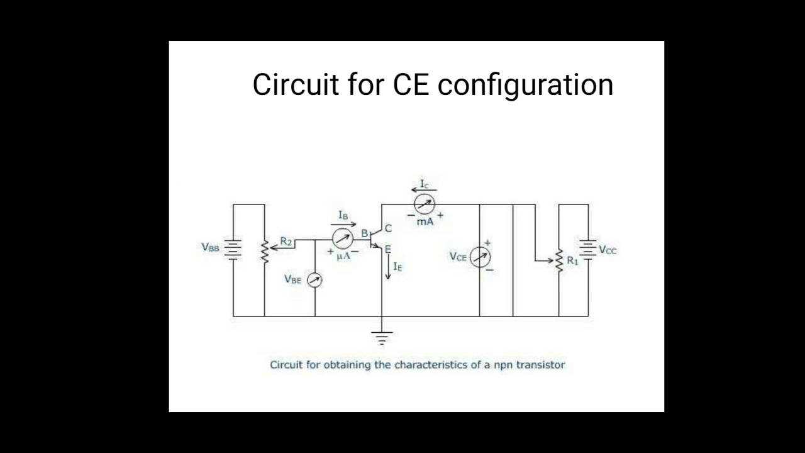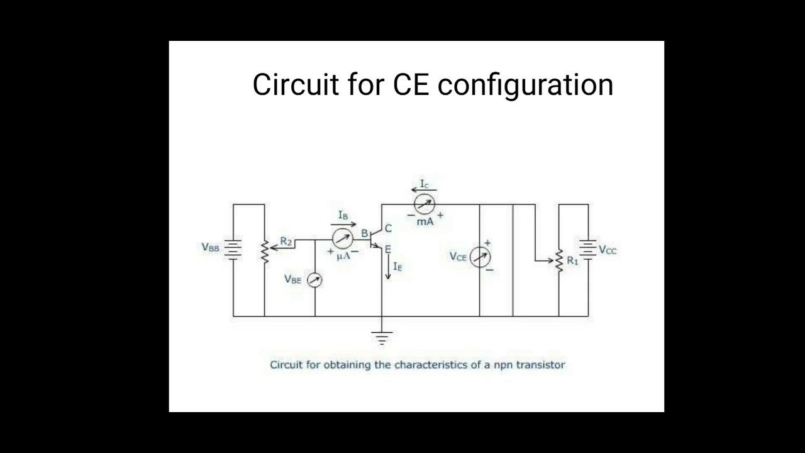So this is the practical circuit diagram for obtaining the characteristics of an NPN transistor, considering here the common emitter configuration. Common emitter means, as I already told you, that the emitter is the common terminal between the base and emitter and the collector and emitter. While obtaining the characteristics, we should know the input current, input voltage, output current, output voltage. These four parameters we need.